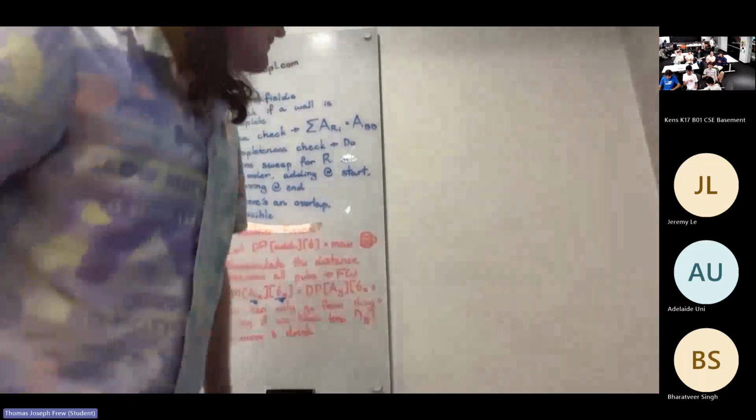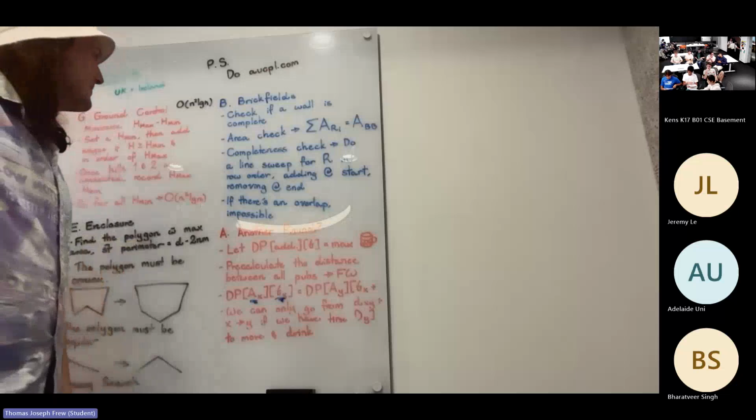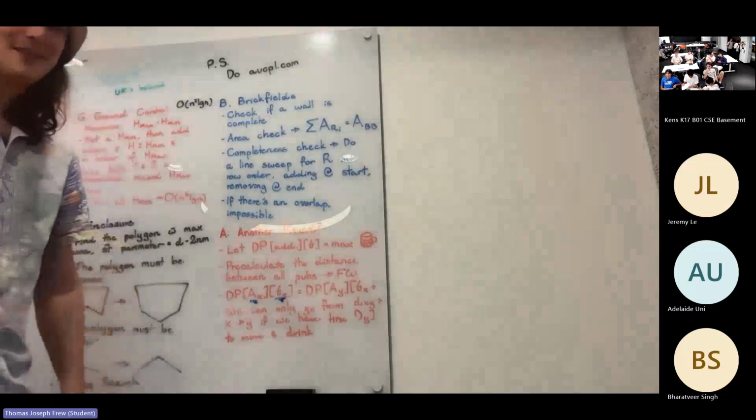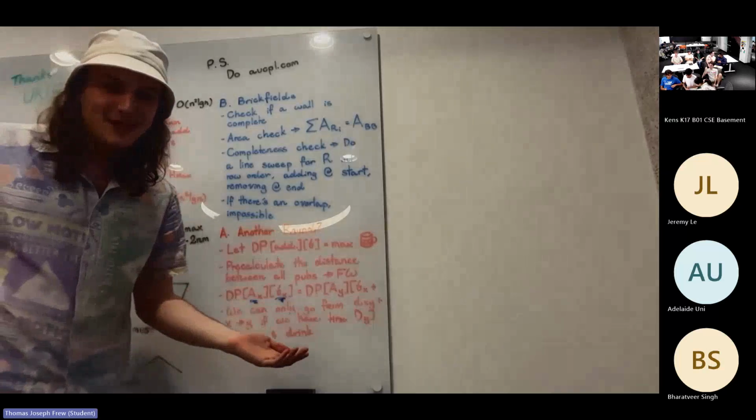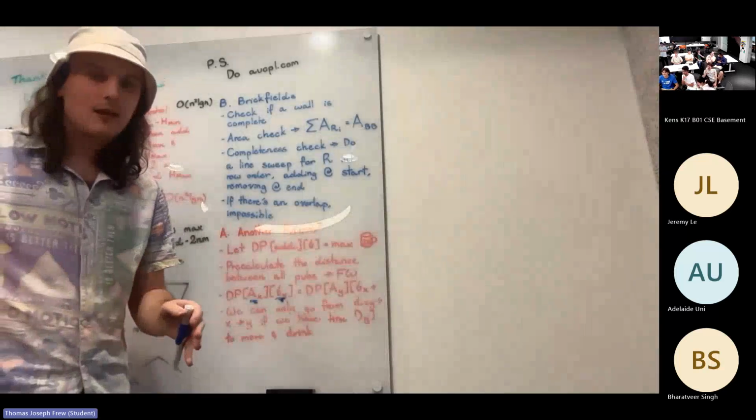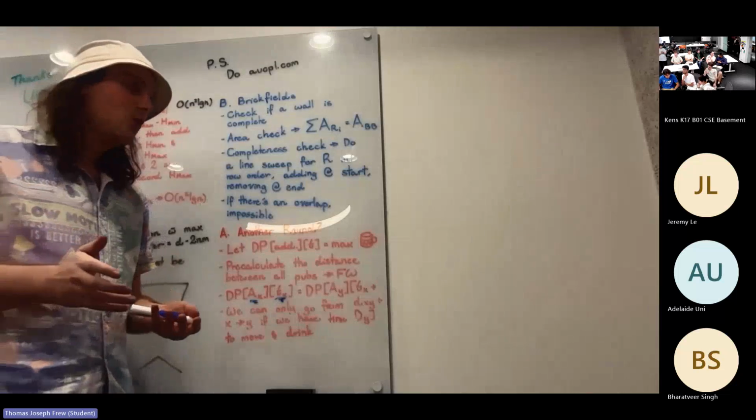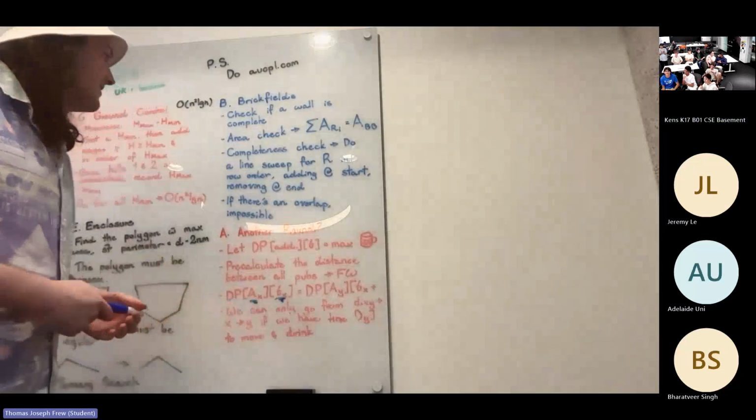B. Brickfields. Brickfields is the name of a very real cafe in my very real suburb of Redfern, which has very good almond croissants. I'd recommend going there. Anyway, you want to check if a wall is complete, so you're given a number of rectangles. You want to know if this completely covers the bounding box that encloses those rectangles, while also not covering the same point more than once or less than once.